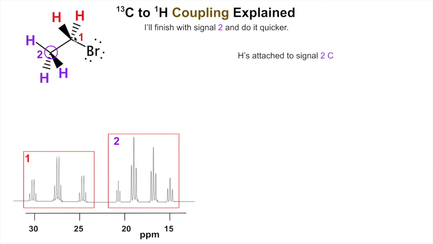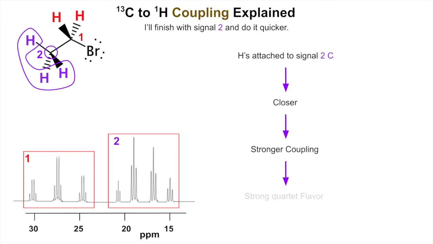So it has hydrogens attached. Those are the hydrogens attached. Let's look at the hydrogens attached to carbon 2 directly. There's 3 of them, huh? And those 3 hydrogens are closer to signal 2, so they're going to couple stronger, so that signal should have a strong quartet flavor. And that's what we got, huh? See the four main parts there, the four triplets.